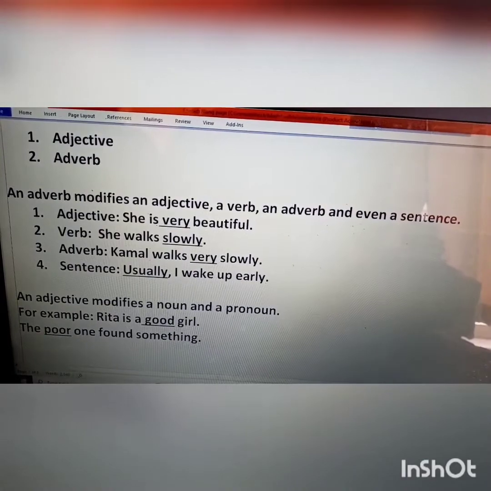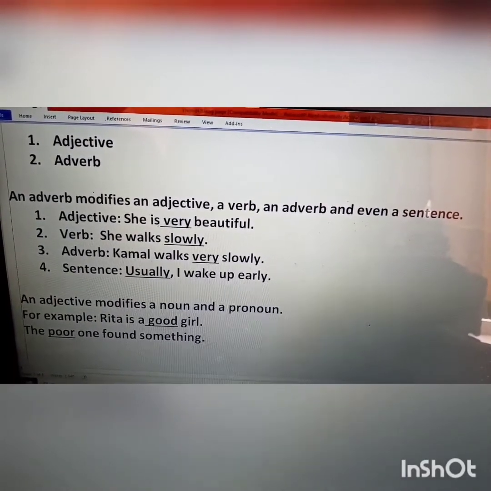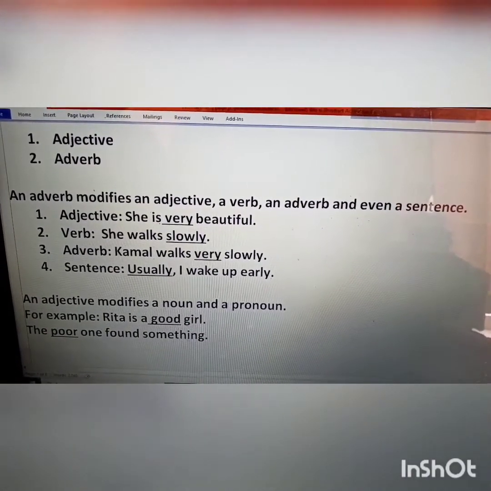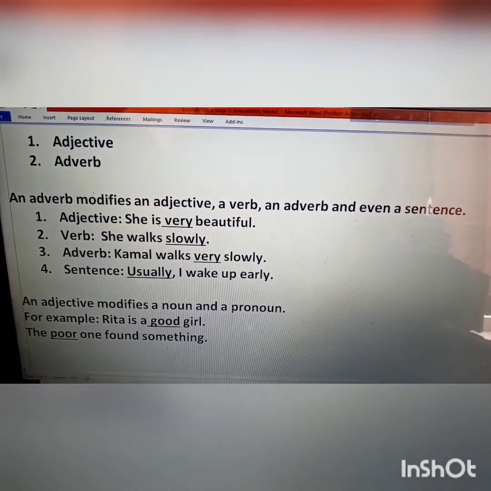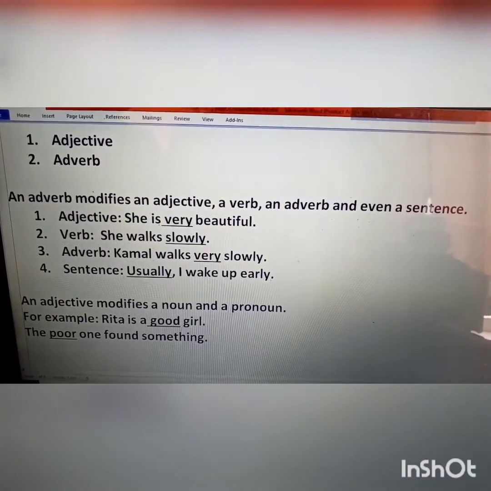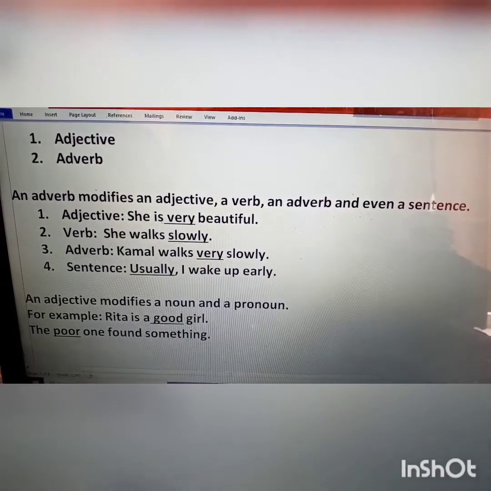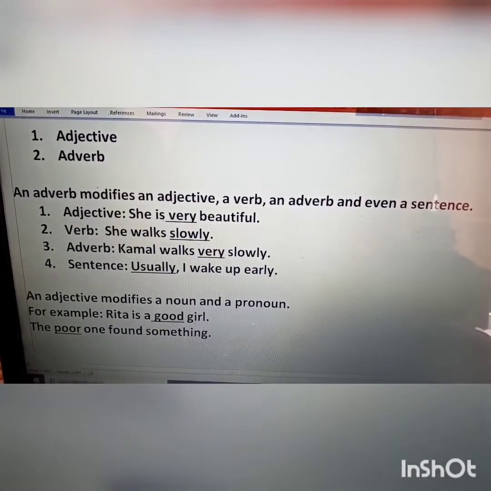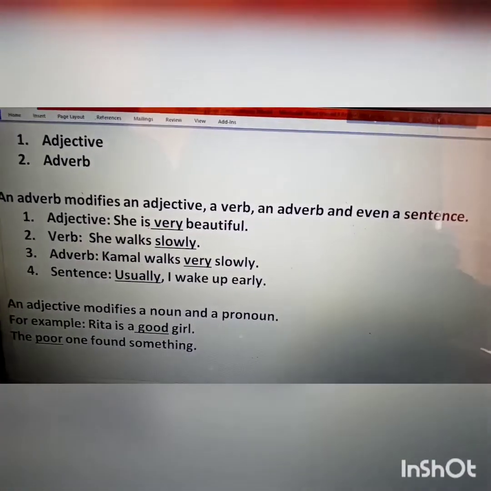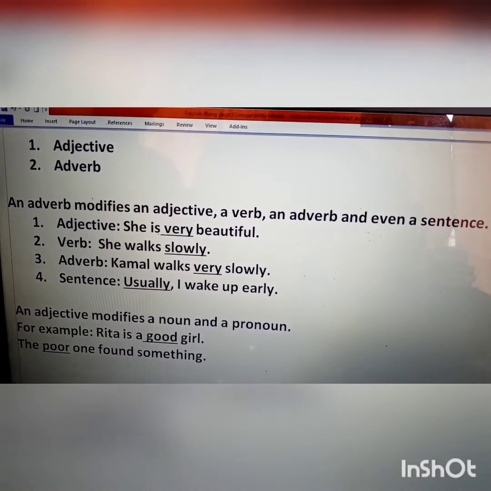Basically, in grammar, two parts of speech are used as modifiers. Number one, adjective. Number two, adverb. Now, we have to learn which parts of speech modify which parts of speech. On the screen, we can see an adverb modifies an adjective, an adverb, and even a sentence. From the example, we can see an adjective is modified by an adverb. She is very beautiful. Beautiful is an adjective, and before that we have used very.